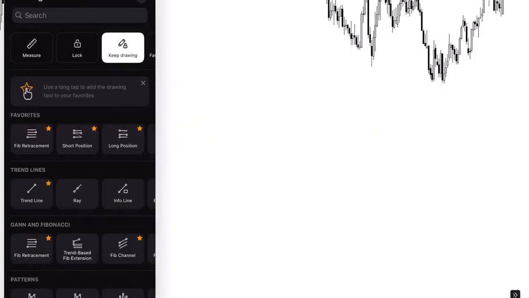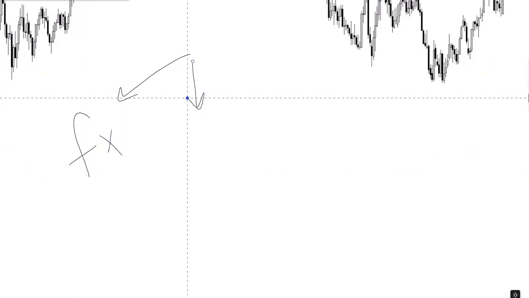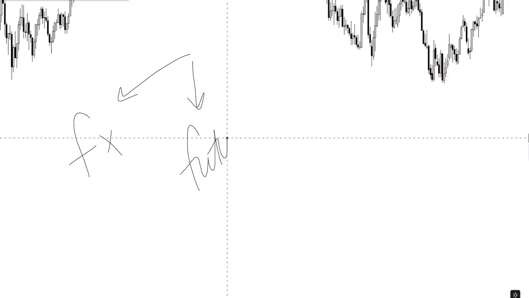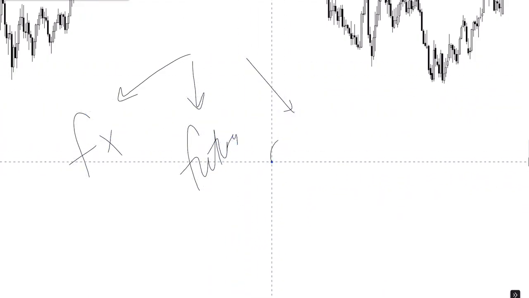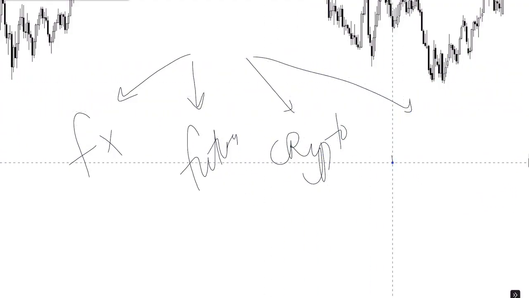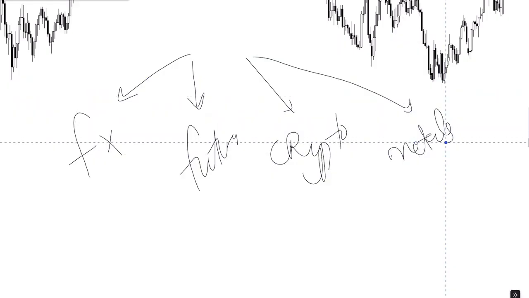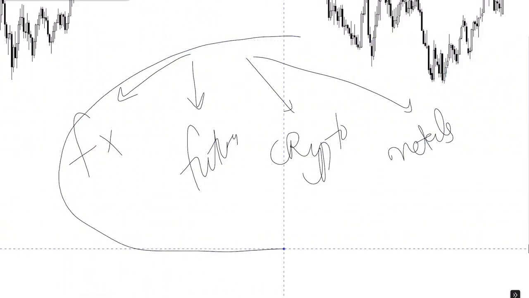Which market to choose. Now, the main markets we have are Forex, futures, crypto, and commodities such as metals, right? Gold and silver. These are the main markets that we have to trade.